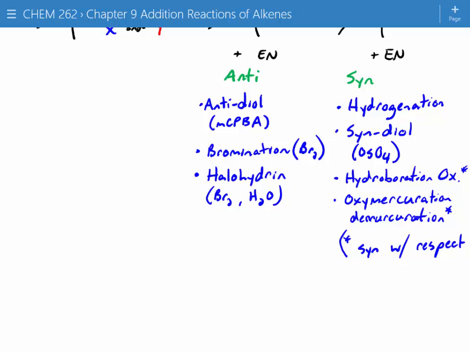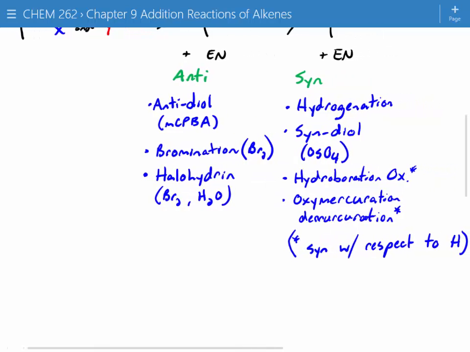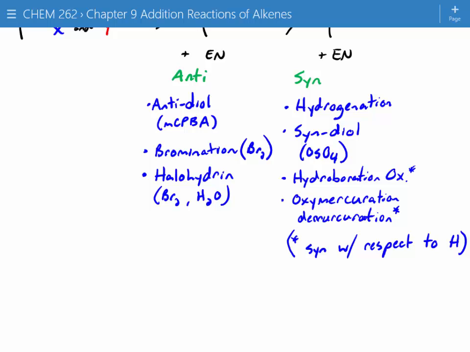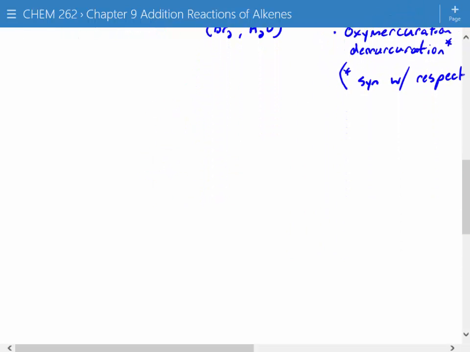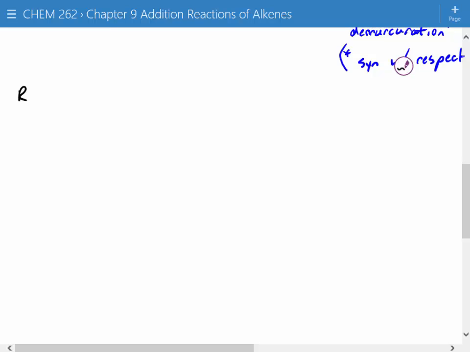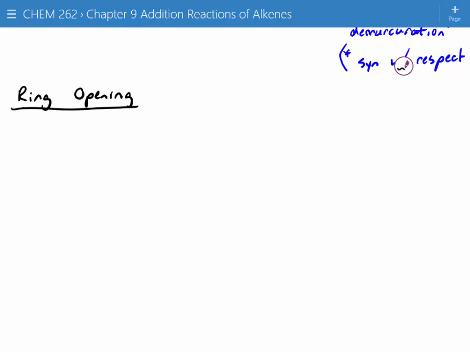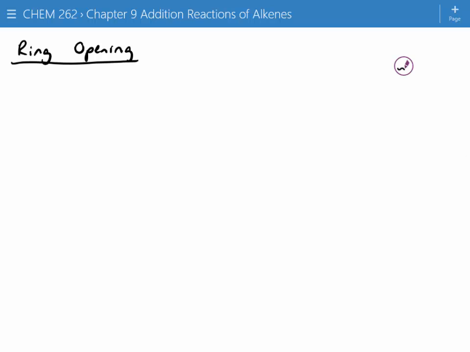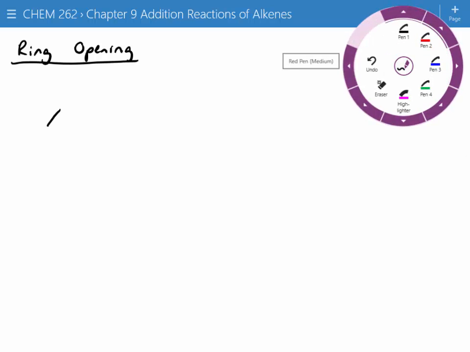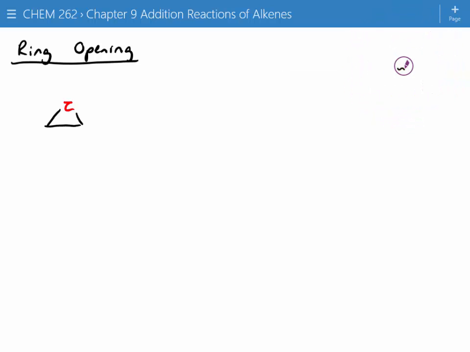All right, the last thing I wanted to cover was ring opening reactions, because quite a few of these do involve some sort of three-membered ring that's an important intermediate. So let's take a look at the ring opening reactions. And what I mean by that is bromonium, mercurium, or epoxide type reactions where we have some sort of three-membered ring. And I'm going to call this atom Z because we know it can be a variety.